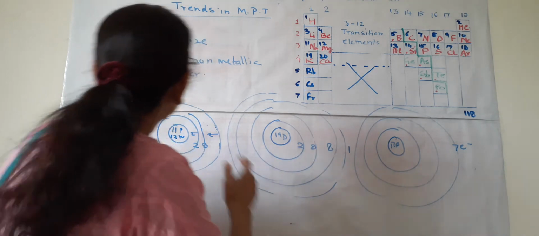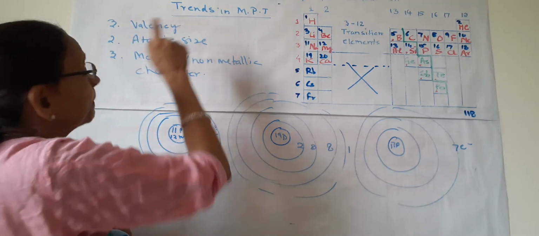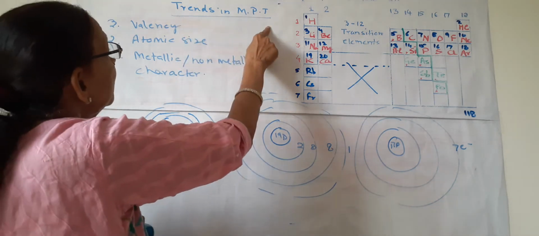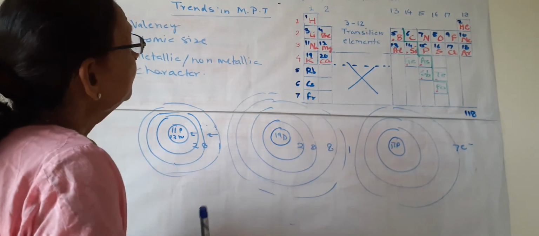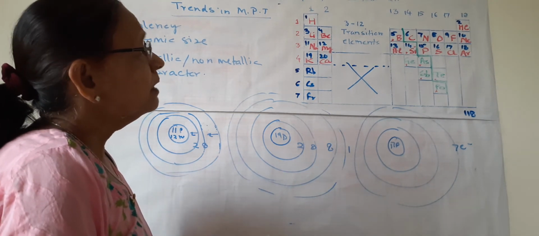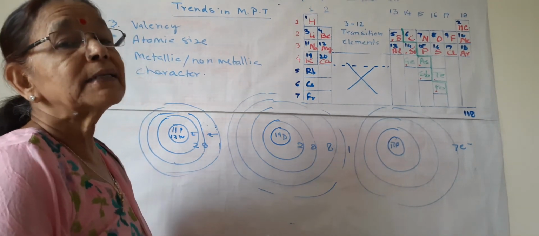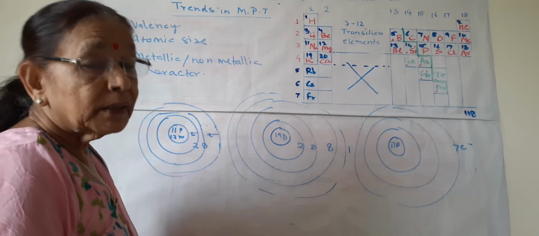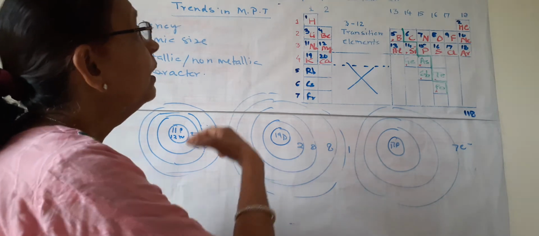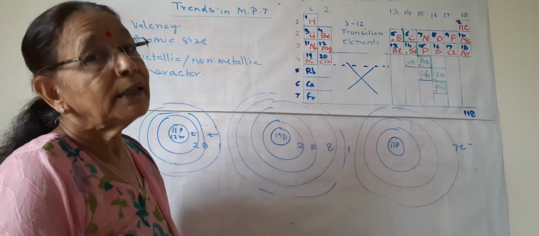So this is how we have discussed these 3 points which are put under trends in the modern periodic table. We will discuss some more points and some simple questions and some numerical type also in the periodic table in the next video.